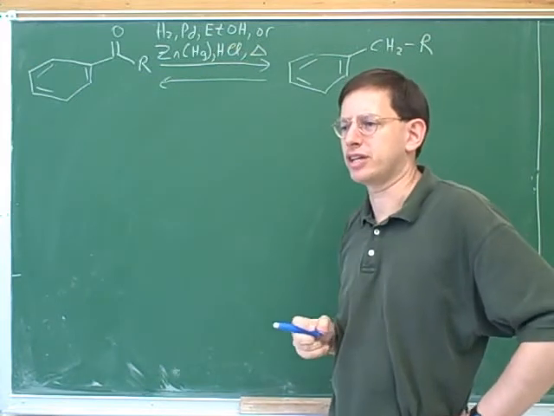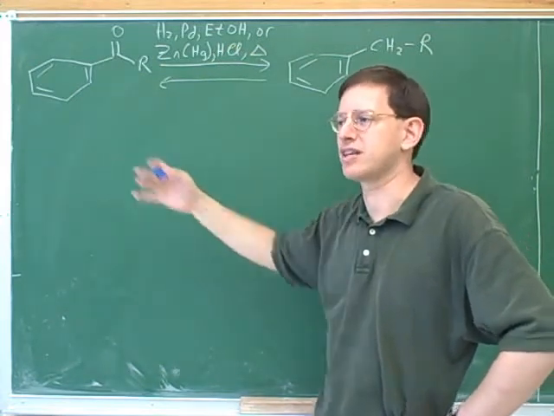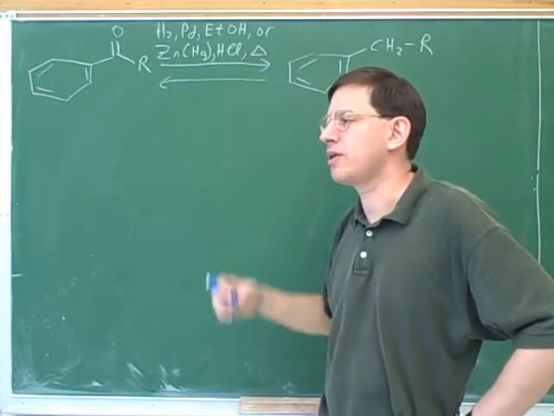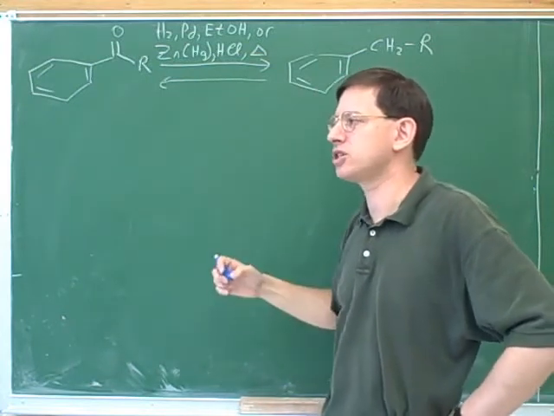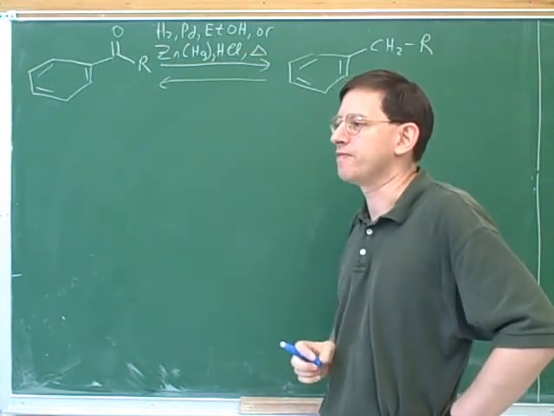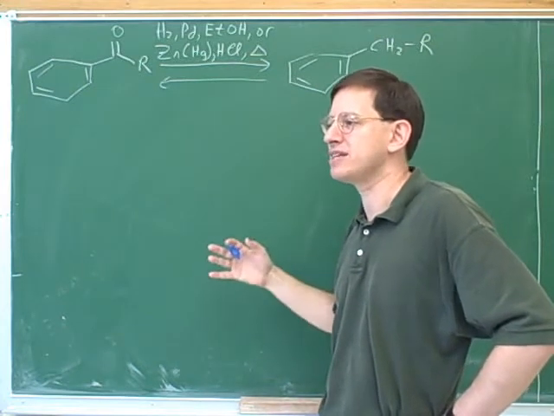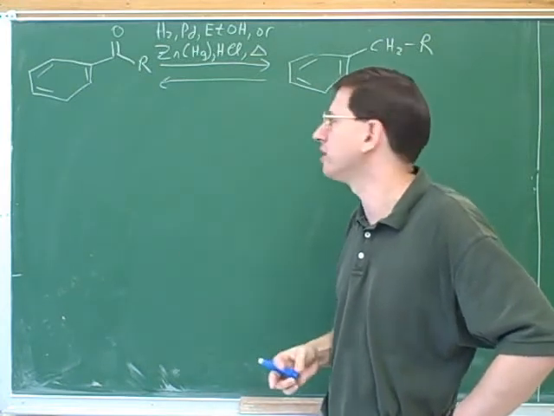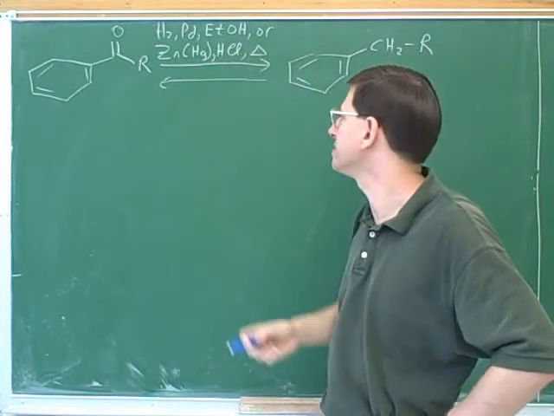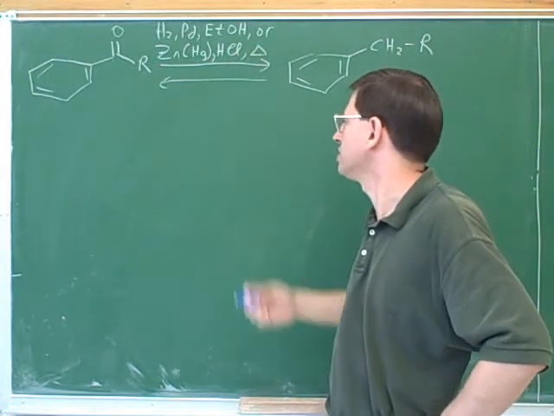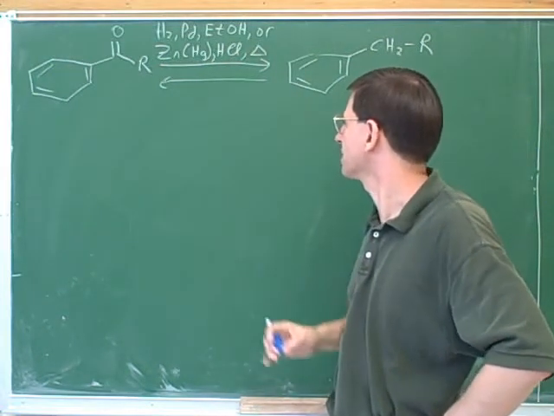How about the Wolff-Kishner reduction? Because it involves the hydroxide, it's under basic conditions. And if you go back and look at the thioacetal and desulfurization, that's under neutral conditions. So if for some reason you wanted to avoid a base, you'd want to avoid the Wolff-Kishner. Or if you wanted to avoid an acid, you'd want to avoid Clemmensen. If you want something in neutral conditions, you could use that sulfur reaction, although that doesn't come up that much.